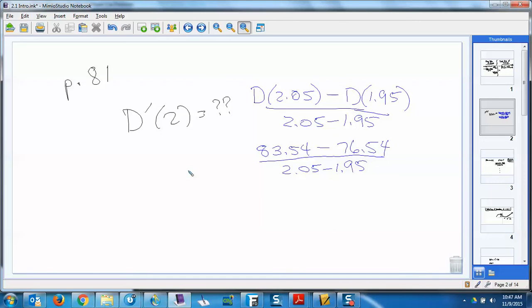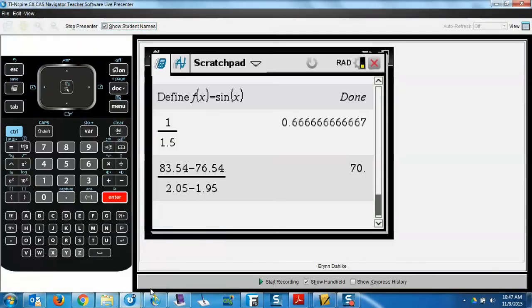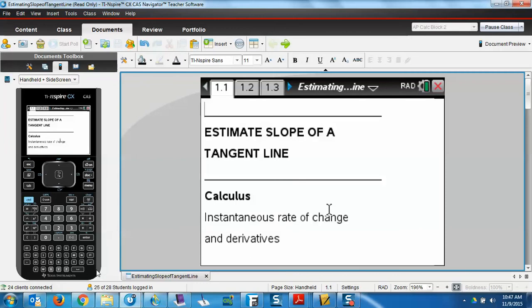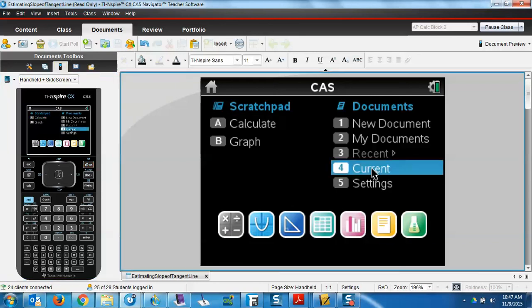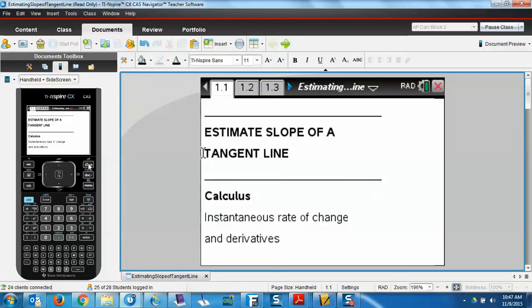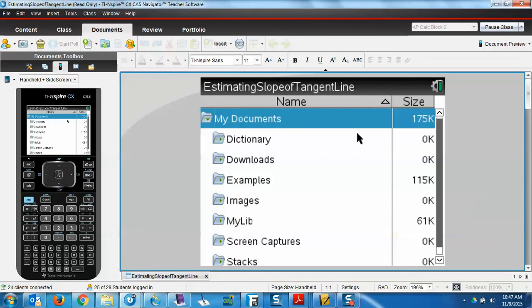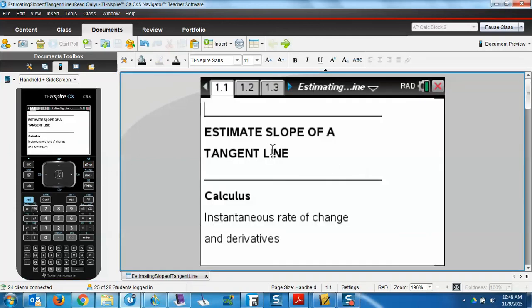But here's the new thing we want to do. If you, on your calculators, would take a look at that document that I sent you, estimating the slope of the tangent line. If you're not on it already, go to the home screen and probably just go to current, it should pop up. Or go to the home screen and go to My Documents and then find it under there. It was called Estimate Slope of a Tangent Line. Okay? So go ahead and pull that up.